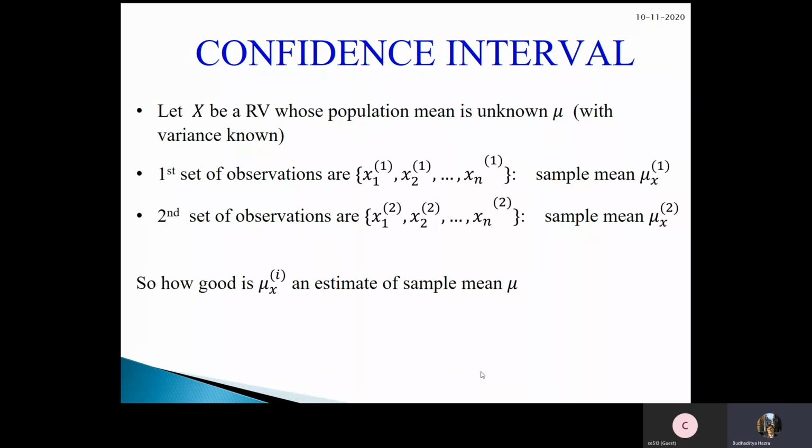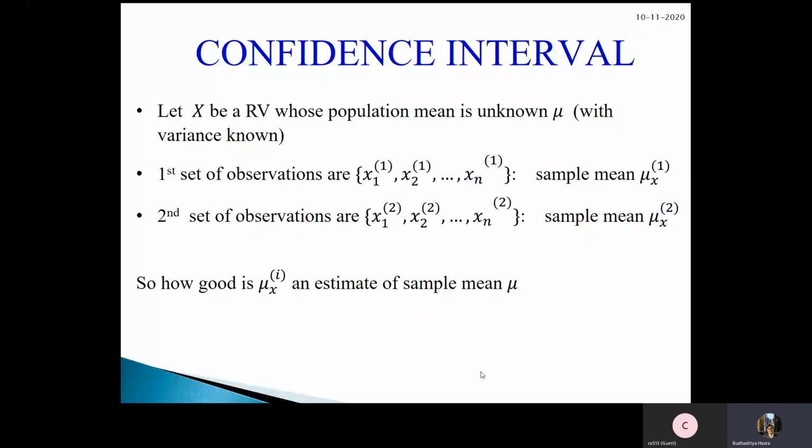So the question is, how good is mu xi an estimate of the mean mu? Well, I have made a small mistake here. This mu is not the sample mean. It is basically the population mean, and mu xi is the sample mean. So how good is the sample mean, which is mu xi, an estimate of the population mean? Please mark the typographical error here. That is point number one. That is the question we are asking.